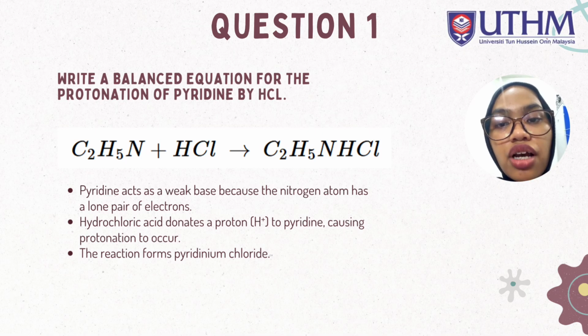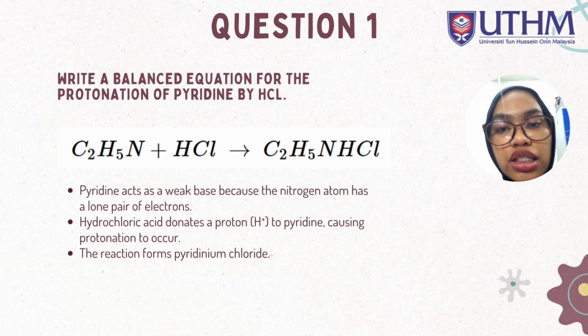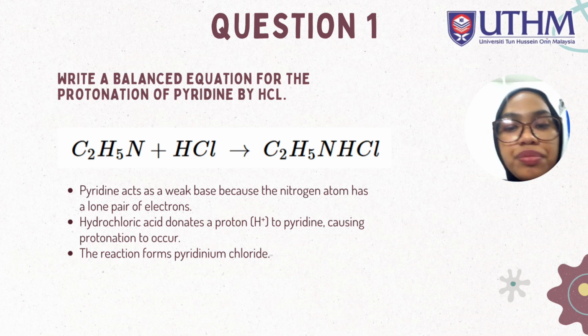For question 1, write a balanced equation for the protonation of pyridine by HCl. So the balanced equation is C5H5N plus HCl turns to C5H5NH+ Cl-.